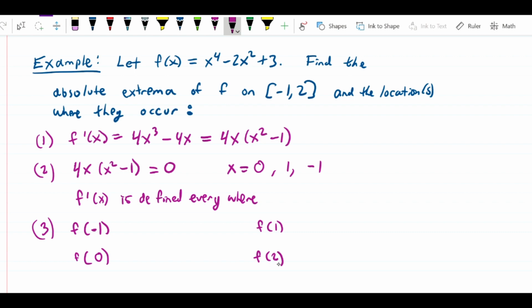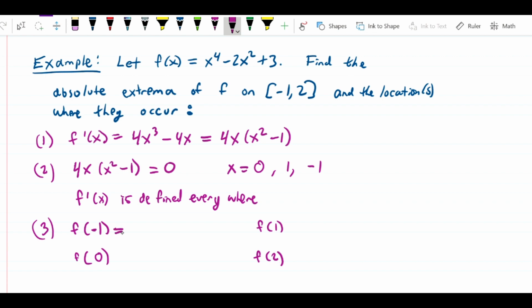So note that we're finding f at -1 for two different reasons. It doesn't really matter, because we have to find it if it meets either of these definitions. But -1 has a point where f prime is 0, and it also happens to be an endpoint as well. We're finding f of 0 and f of 1 because those are points where f prime is 0, and then we're finding f of 2 because x equals 2 is an endpoint of the interval.